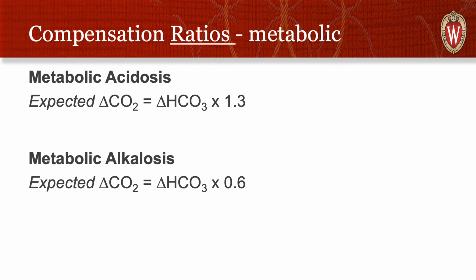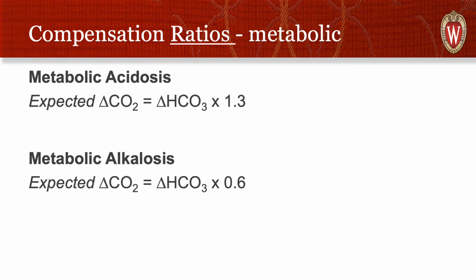There are several compensation ratios that are critical to memorize. There are different formulas you can use to calculate these ratios, and those formulas work out with the same math. I, however, find it most useful and easy to memorize and utilize on rounds to do expected changes, as in use the ratio. For metabolic acidosis, the expected change in CO2 equals the change in bicarb times 1.3.